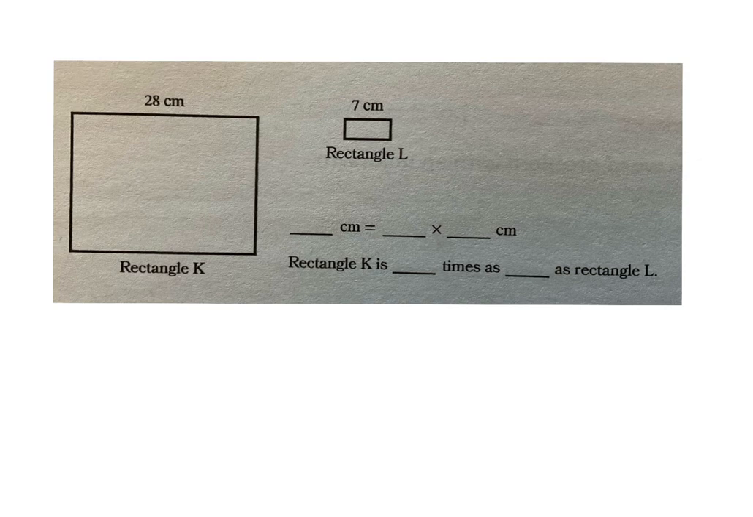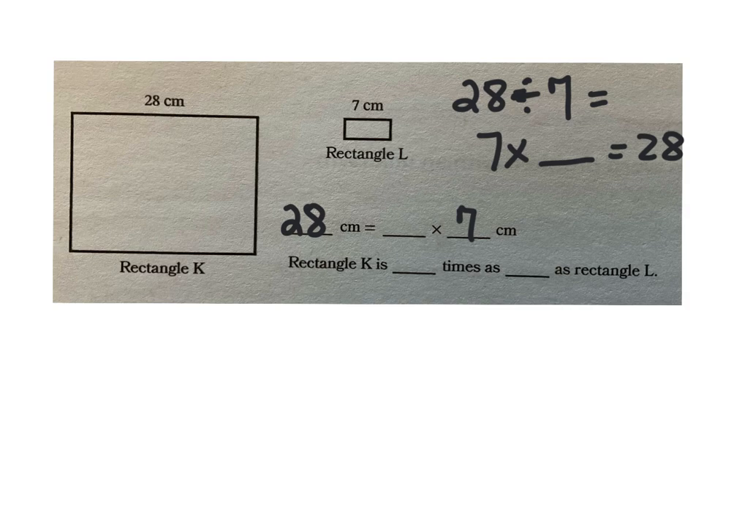So we have a measurement, a total of 28 centimeters in the bigger one. So I'm going to write 28 centimeters is equal to, well, we don't know how much wider rectangle K is than rectangle L, but we do know the width of rectangle L is 7, so we're going to place 7. Now let's do the inverse operation. 28 divided by 7. If you know your facts, 7 times what gives us 28? It would be 4.